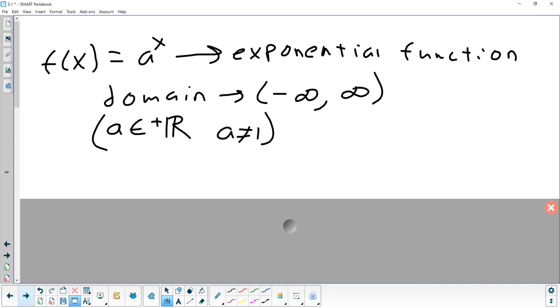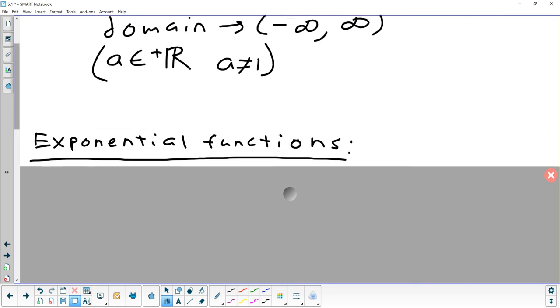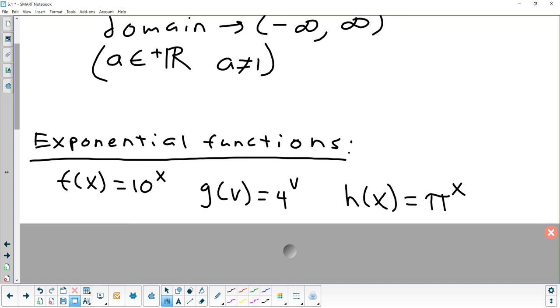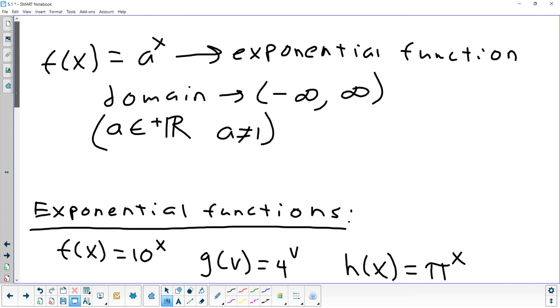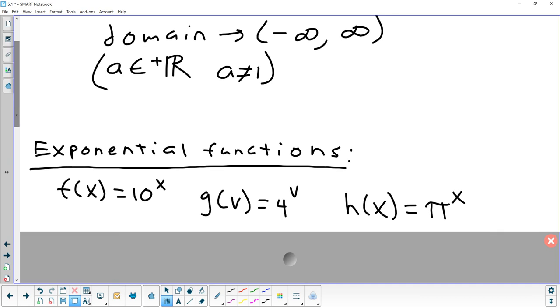That's what that says. A is an element of the positive real numbers, but not 1. It's not that you get an error if you let it be 1. It's just that you get a horizontal line, because it's always 1. And that's not an exponential. So these are all examples of exponential functions. 10 to the x, 4 to the x, and pi to the x. Those are all different exponentials.